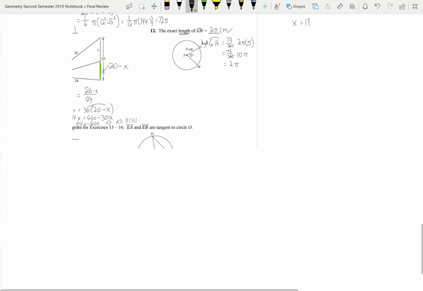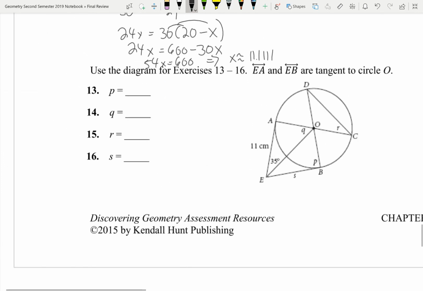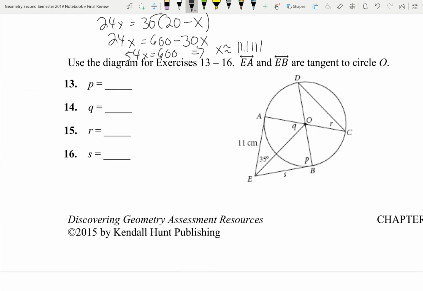Okay. Let's go ahead and do 13. Last problem. Well, let me give you the answers. First of all, P. A radius and a tangent are perpendicular, so P is just 90 degrees. Q, well, this is also 90. And we know that the angles of a triangle add to 180, so 180 minus 90 minus 35, and that's going to be 55. So that's what this is.